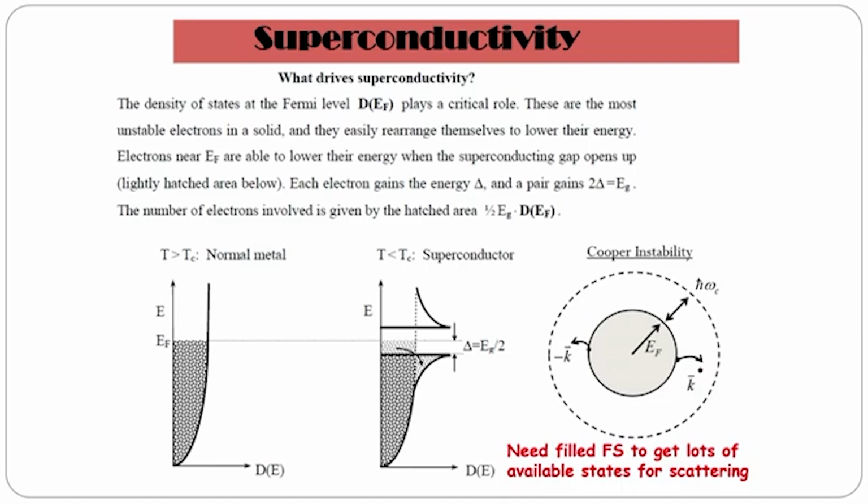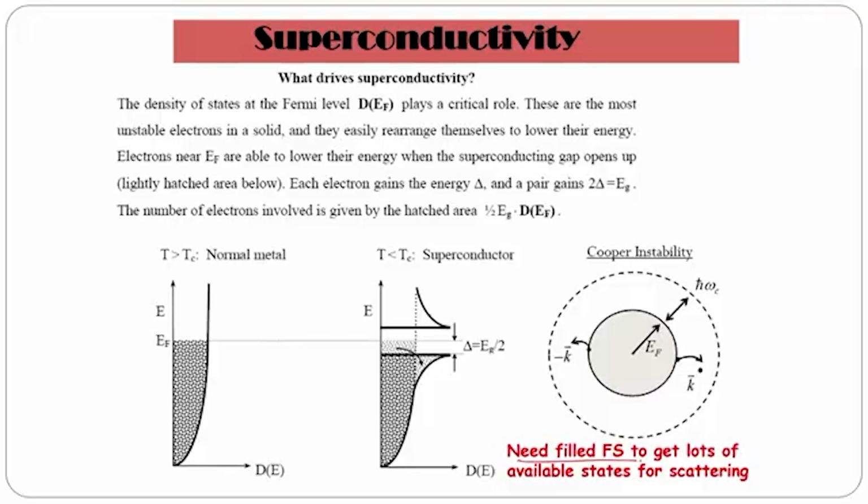And we are just talking about two electrons, and we can talk about two more electrons independent of these two electrons, and two more, and so on. So if you have n such electrons and n by 2 pairs are formed, then it will result in a superconducting state. Okay. So we crucially need a filled Fermi surface, and we should have a lot of available space, or states, for scattering.